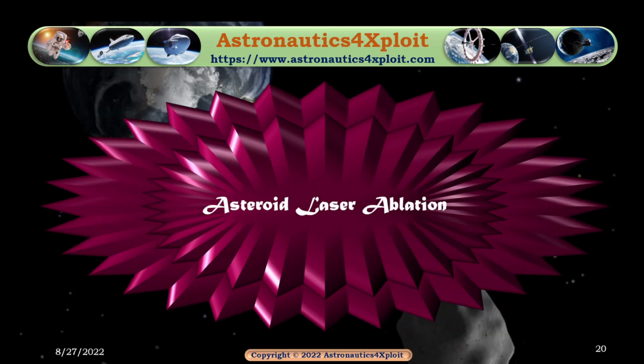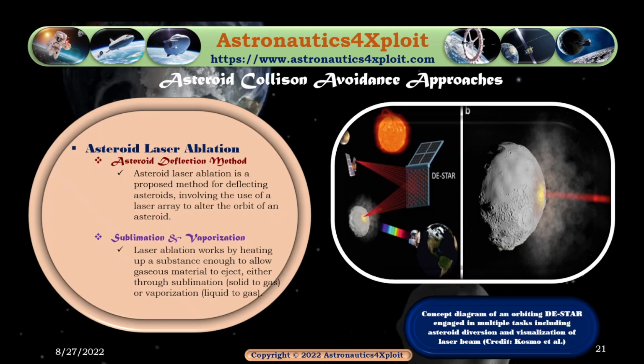Another approach is asteroid laser ablation. Asteroid laser ablation is a proposed method for deflecting asteroids, involving the use of a laser array to alter the orbit of an asteroid. Laser ablation works by heating up a substance enough to allow gaseous material to eject, either through sublimation, solid to gas, or vaporization, liquid to gas. This picture shows a concept diagram of an orbiting Death Star engaged in multiple tasks, including asteroid diversion and visualization of a laser beam.